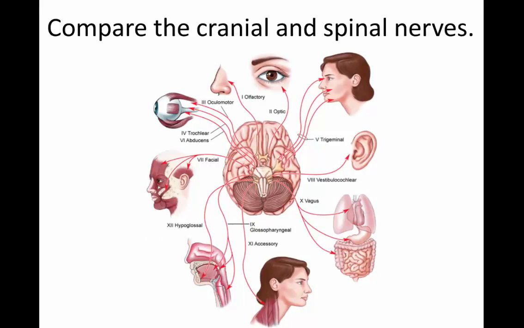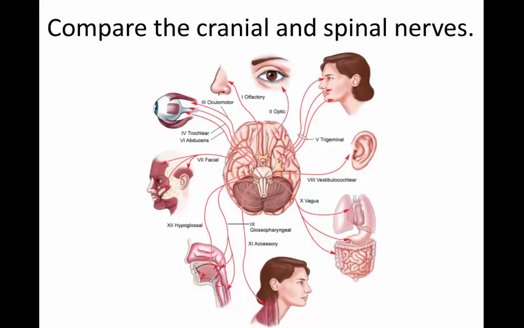Let's take a look at cranial nerve number 1 and cranial nerve number 2. So the olfactory nerve and the optic nerve. These nerves are picking up sensory information from the nose and from the eye respectively about smell and about sight, and then bringing that information into the brain for processing. So these nerves are purely sensory. They're made up 100% of sensory neurons that are bringing in that sensory information to the brain.